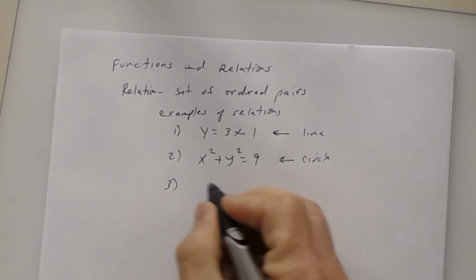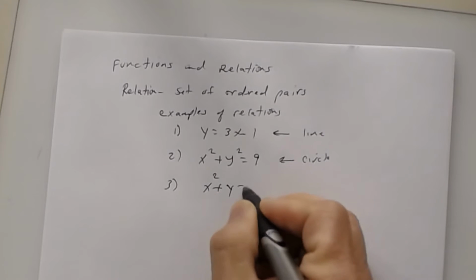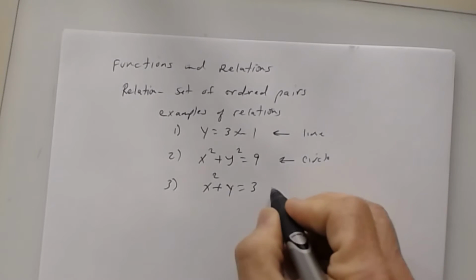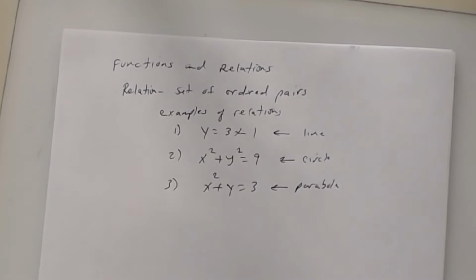Number 3, x squared plus y equals 3. That is a relation, because if I were to graph it, I would be graphing a set of ordered pairs. Do you know what graph that is? That's a parabola, because if you get y by itself, you get y equals 3 minus x squared. So that's a parabola. Sometime in the near future, we're going to be graphing parabolas, more complicated parabolas. All right.